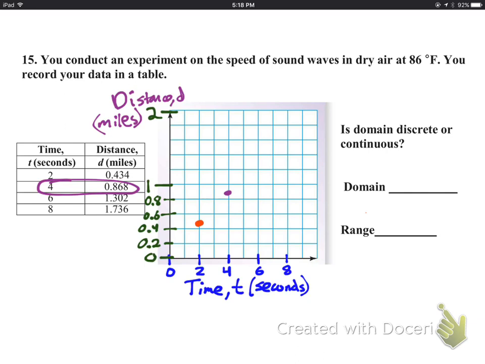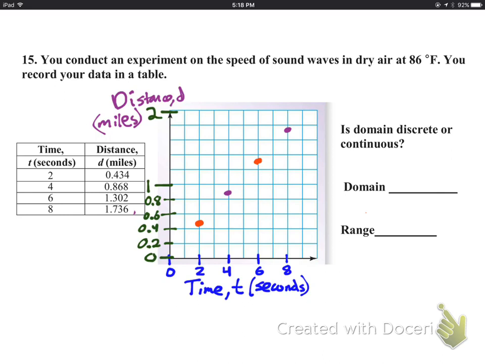You could keep filling in the axes above 1, but I'll just give you the next 2 points, show you about where they are, 6, 1.302. And the last point from our table is 8, 1.736. Now, we have our points.